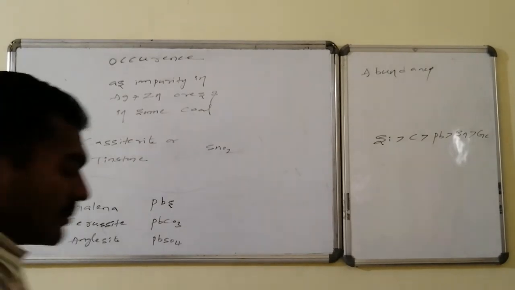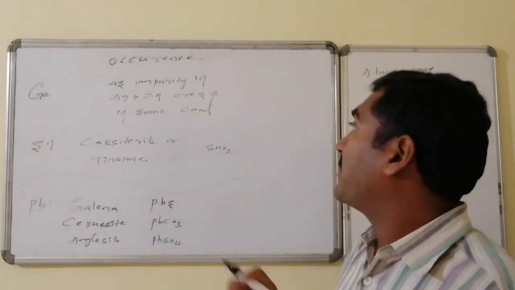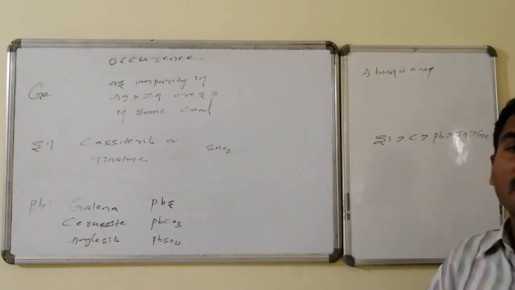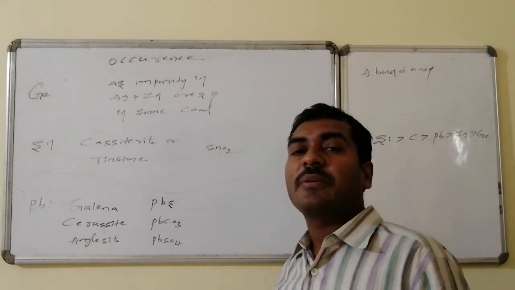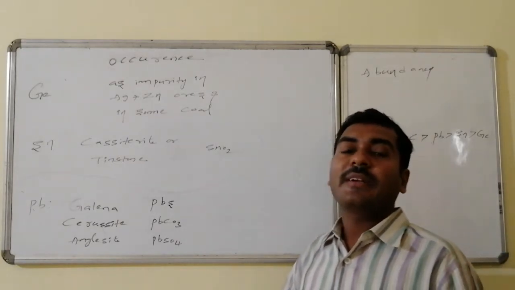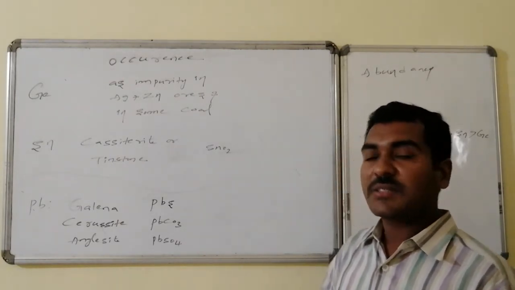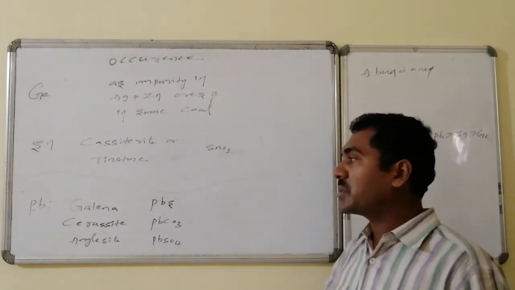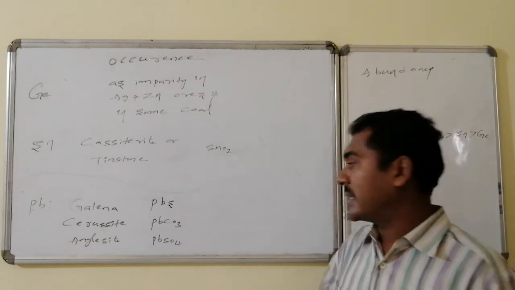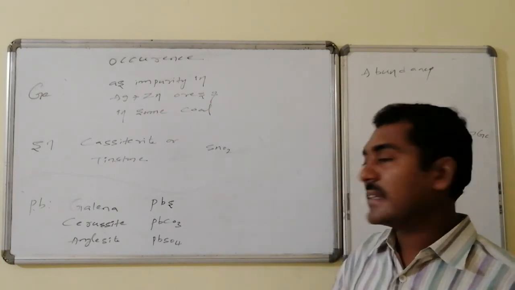Occurrence of the remaining elements, that is germanium. Germanium is present as an impurity in silver as well as zinc ores, and also as an impurity in certain varieties of coal. Tin is available in nature in the form of tin stone, known as cassiterite, SnO2. Lead is available in nature in the form of galena, PbS, cerussite, that is lead carbonate, and anglesite, that is lead sulfate.